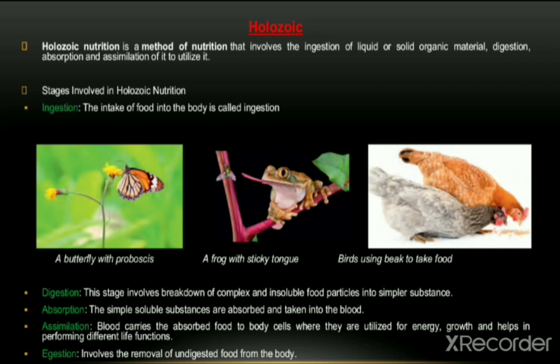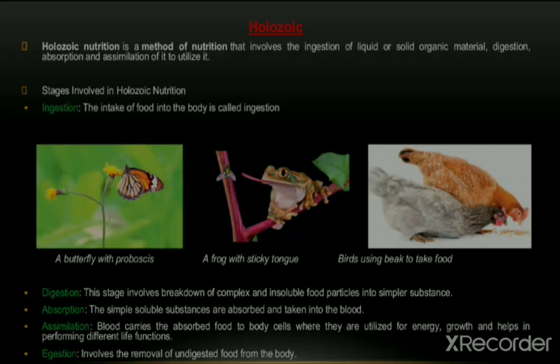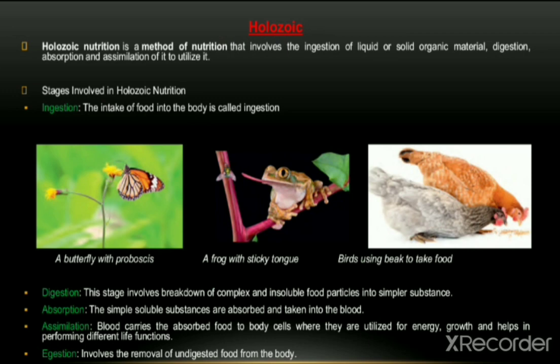Last but not the least, the undigested food which is of no use to the body is removed from the body, and the process is known as egestion. So these are the various steps involved in holozoic nutrition.